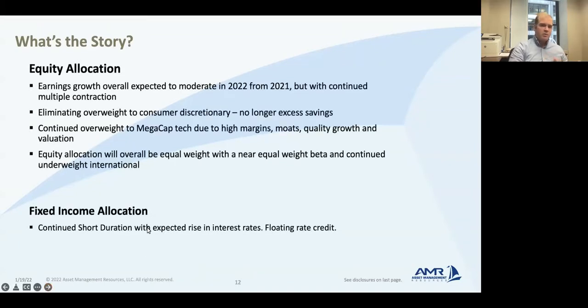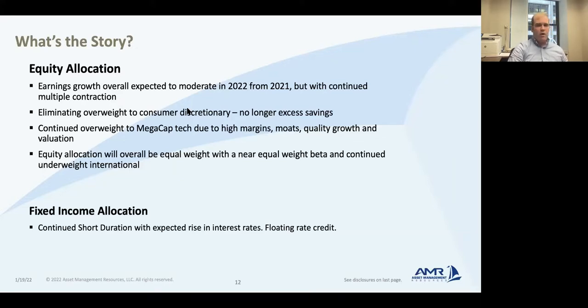So one of the things we're doing to combat this is eliminating our overweight to consumer discretionary. There's no longer excess savings in the market. We're going to continue to overweight mega cap tech due to high margins and moats and quality balance sheets, in a less stable environment than we've had over the last couple of years. Our equity allocation will continue to be equal weight, but the beta, which is a measure of relative volatility, will come down a little bit. Still, we're not doing anything too crazy on the risk spectrum.